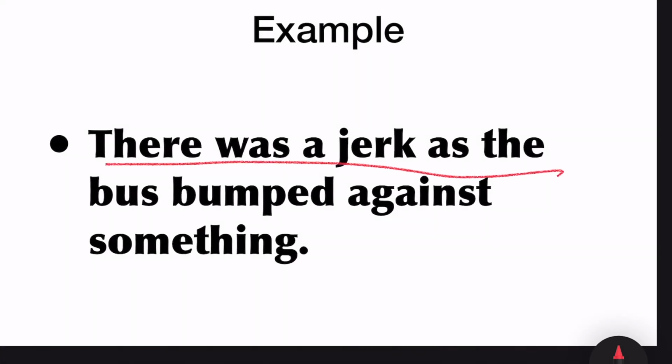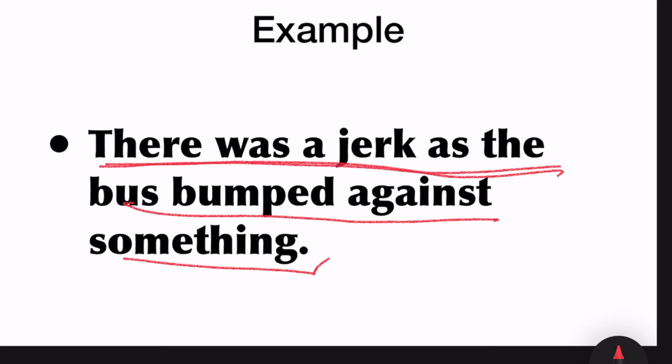There was a jerk as the bus bumped against something. It means there was a jerk because the bus collided against something. This is the meaning of this sentence.